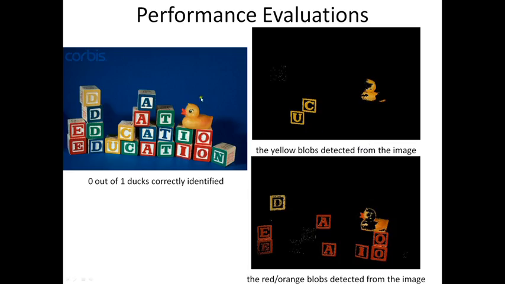In this image, we have a rubber duck that is not identified at all. And when we look at the yellow blobs here, we see that most of its body is not detected, and it has a lot of holes in it, and it's not really the shape of a rubber duck.